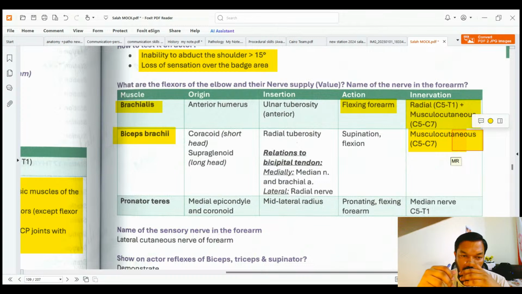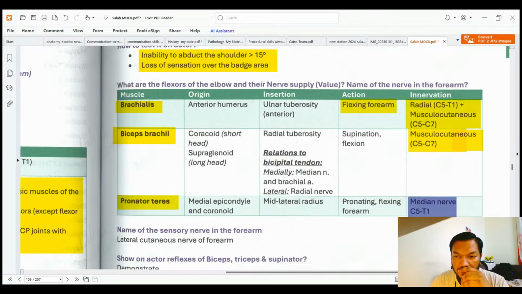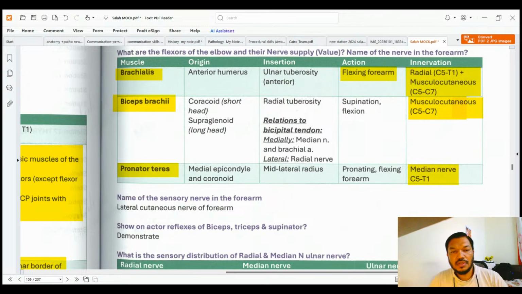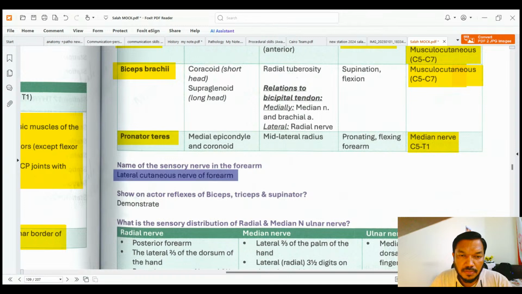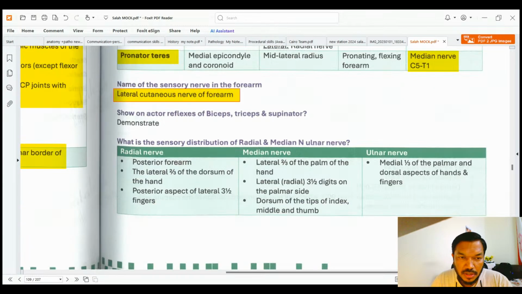Okay, another one. Pronator teres. It is also by median nerve. Name the sensory nerve in the forearm. It is lateral cutaneous nerve of forearm. Show on an actor reflex of biceps, triceps, and supinator. We have to demonstrate it.